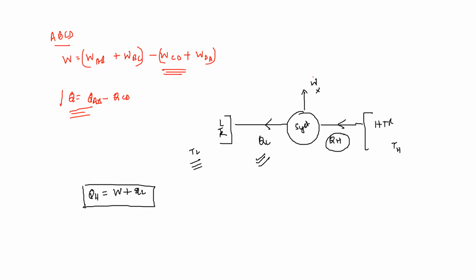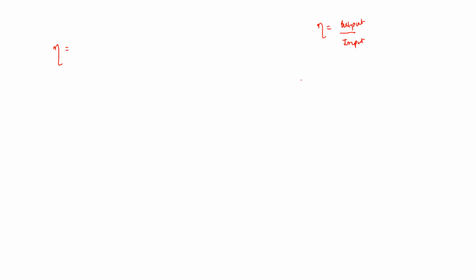Efficiency of a Carnot engine. In general, efficiency is output upon input. What is the main purpose of a Carnot engine? We discussed a thermodynamic heat engine. A thermodynamic heat engine produces mechanical work from heat. So the work coming out is my output of the Carnot engine. And the input is the heat that it is absorbing, so it is going to be QH. This is the efficiency of a Carnot engine.